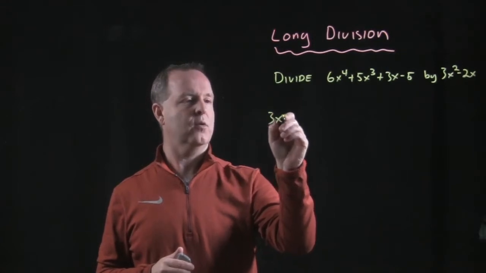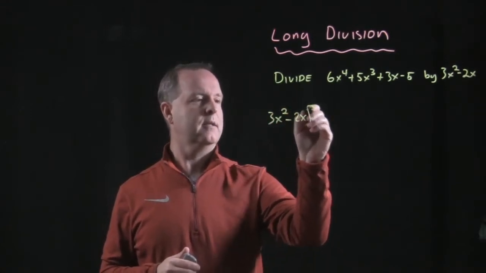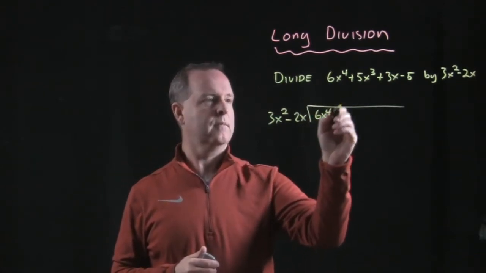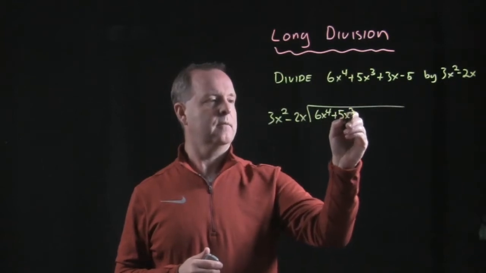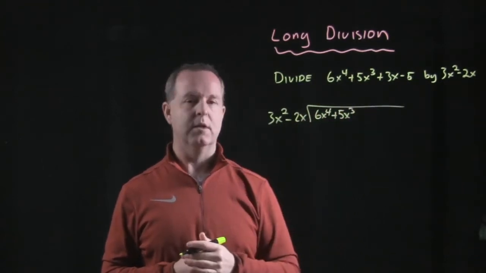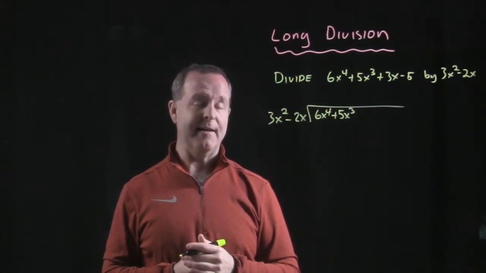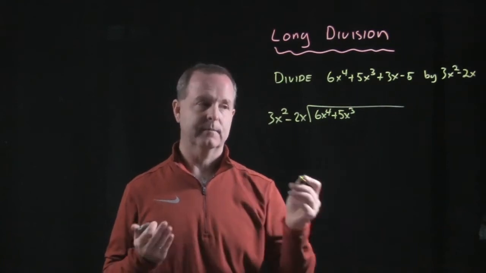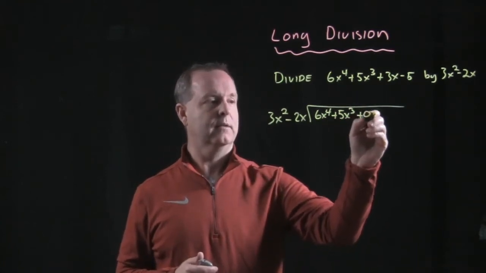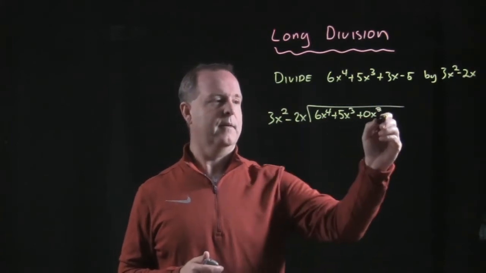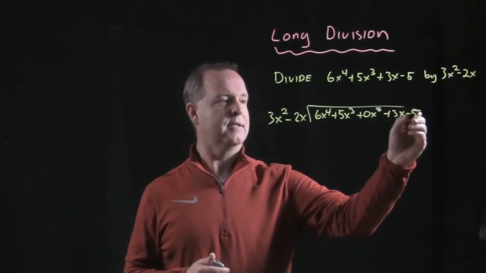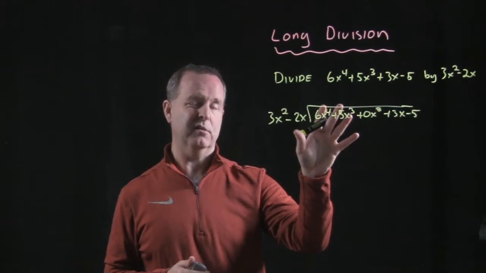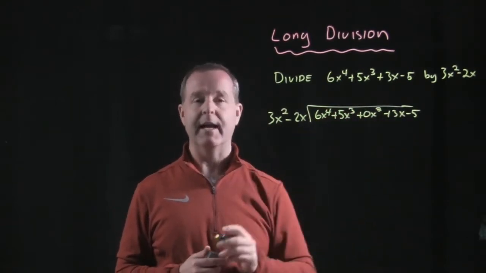So I know it's going to be 3x squared minus 2x divided by, look for my highest term, x to the fourth, plus 5x cubed, plus, notice something? I need to have every term represented as a placeholder and there's no x squareds. What should I do? I better add a placeholder. So I have 0 x squareds plus a 3x minus a 5. Notice that? I need to have a placeholder everywhere down the road.